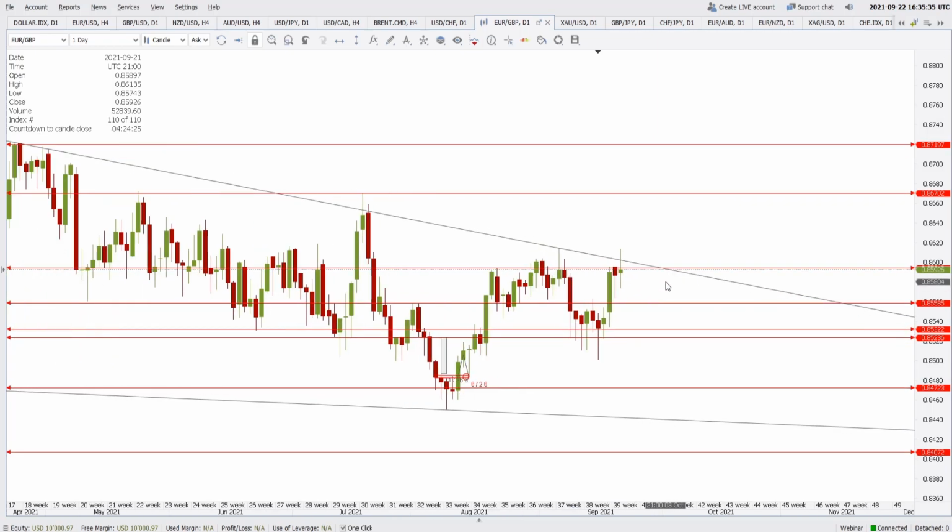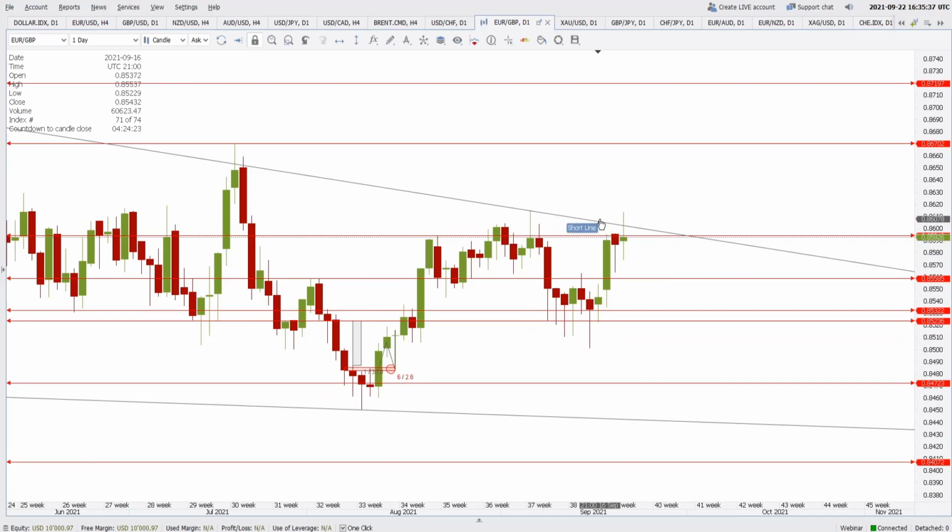But if we see a close above this trend line also, then 0.8670 will be exposed in this market, and if it does not, then 0.8558 can be retested in this market.